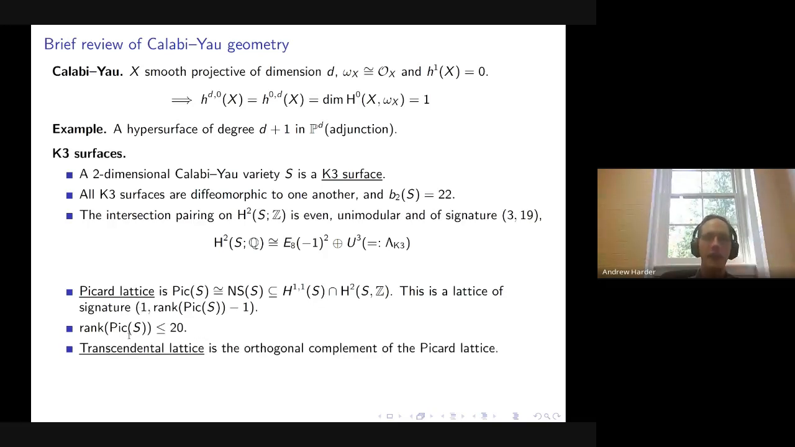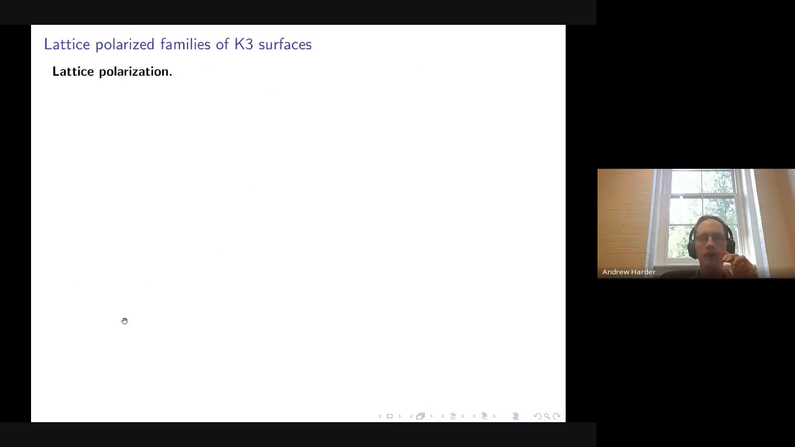So, okay, that's the algebraic information associated to a K3 surface. The transcendental data associated to a K3 surface is what I'll call its transcendental lattice, and this is the orthogonal complement of the Picard lattice. Okay, so this is the background on Calabi-Yau varieties that I think we'll need for this talk. I said before that we wanted to restrict our attention to K3 surfaces with lots of curves in them. And this is done formally by the process of lattice polarization.